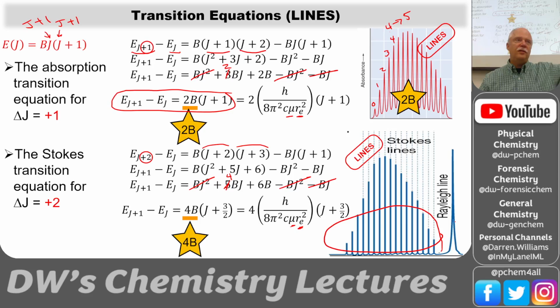So everything we've done so far, this is coming to play with real spectra. We have this transition equation, and where do the transitions show up? It's where those peaks are in the spectrum. Okay.